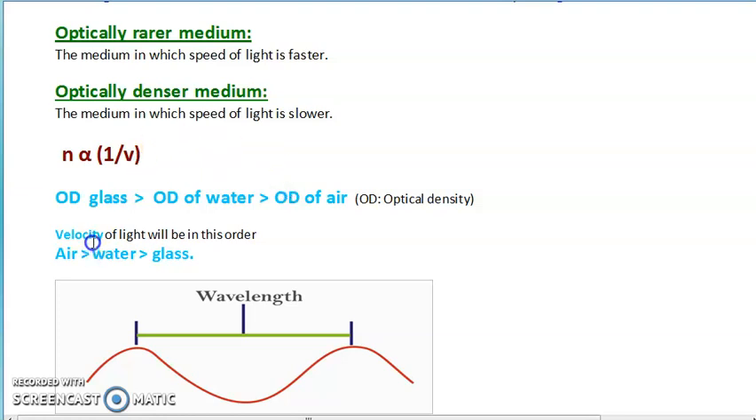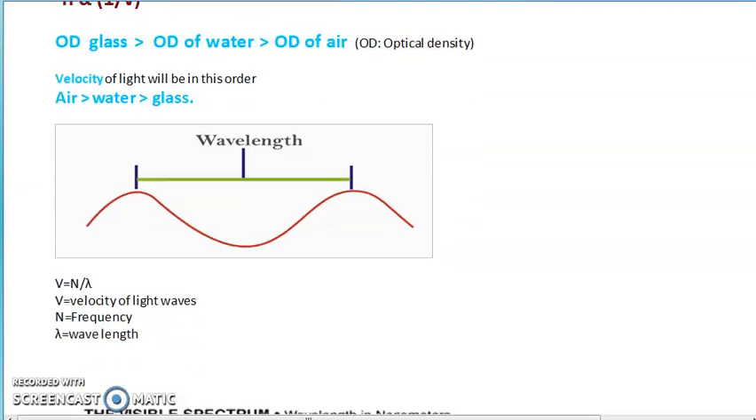So, as we have just discussed, the refractive index of air is 1, water is 1.33, glass is 1.5. So the velocities will be in the reverse order. In air, the speed of the light will be higher, then water, and then glass. In this way we need to discuss and define what is the optically rarer medium and optically denser medium. And next, what else does the refractive index depend upon?